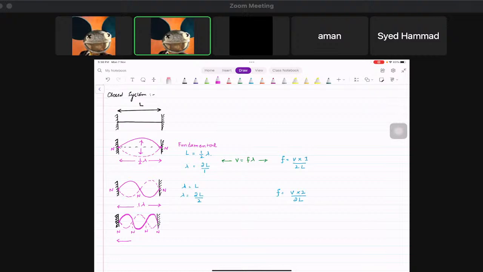Or you could say 3 by 2 lambda, right? Like that. So now in the third one, 3 by 2 lambda is equal to the length of the string, which translates into lambda equals 2L by 3, and for frequency it will be equal to V times 3 over 2L. Do you guys understand this? How I am doing this?